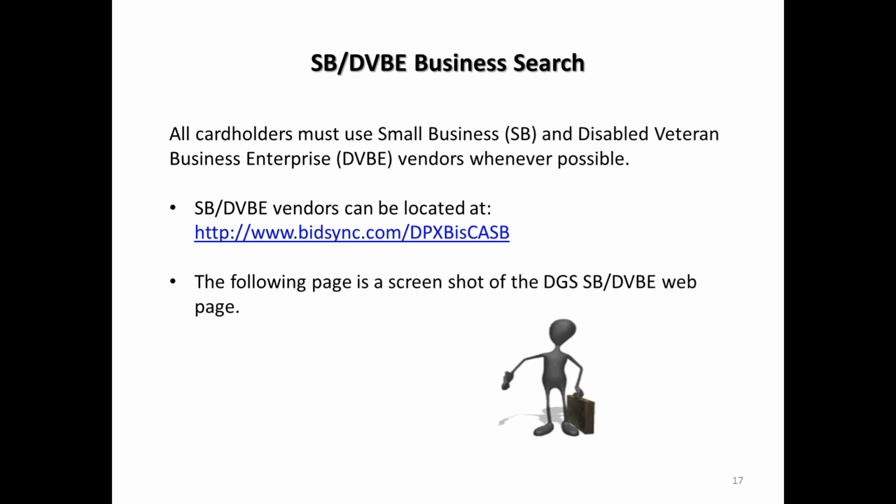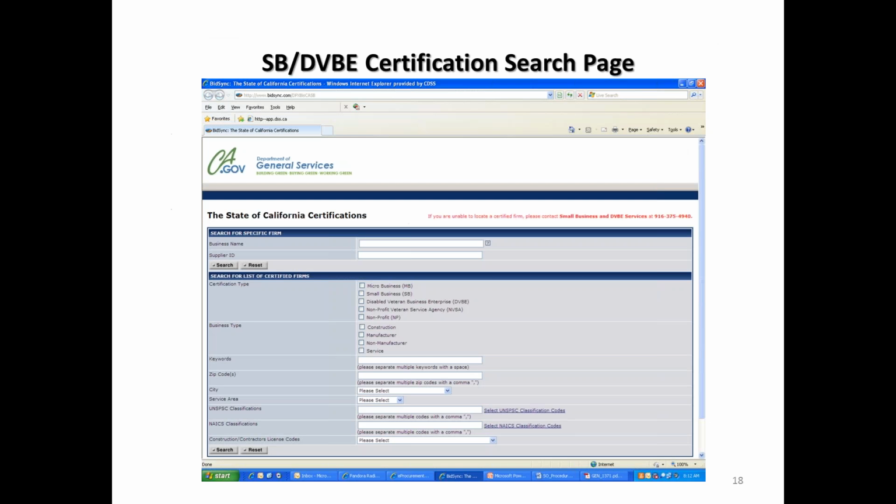All cardholders must use small business DVBEs when possible. You can find the vendor list at the BidSync website below. Here is a screenshot of the Small Business DVBE certification search page. To start your search, you must enter a business name and ID number if known. You will be able to determine the certification type, if any. You will also be able to compile a list of small businesses DVBEs by entering the appropriate information as described in the next slide.